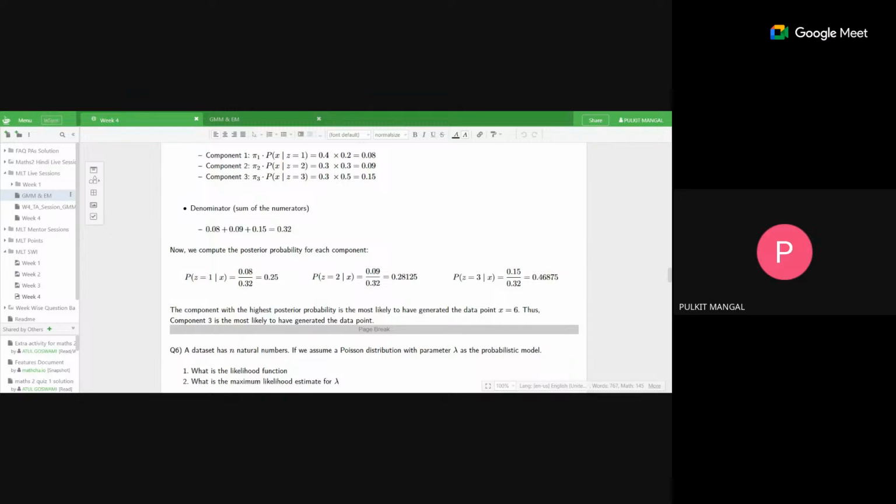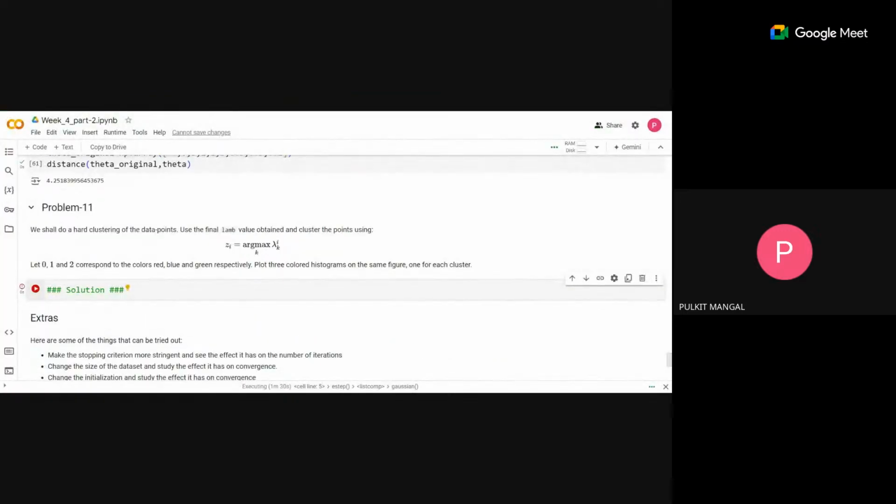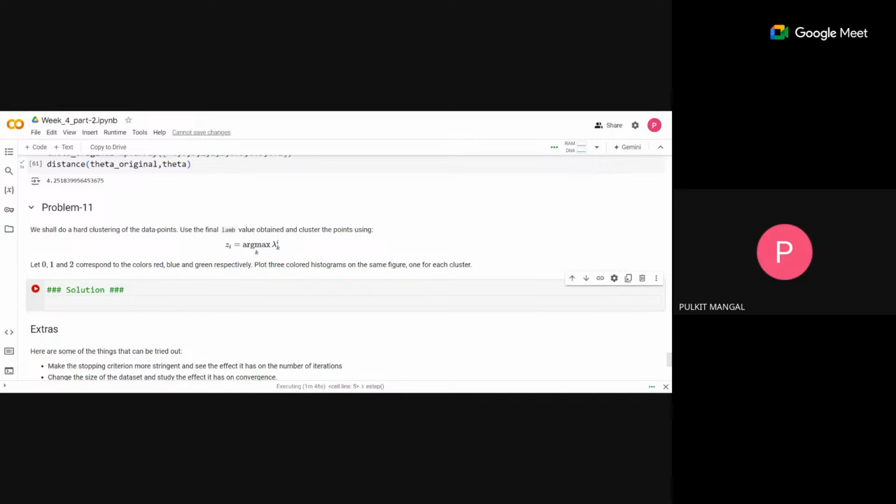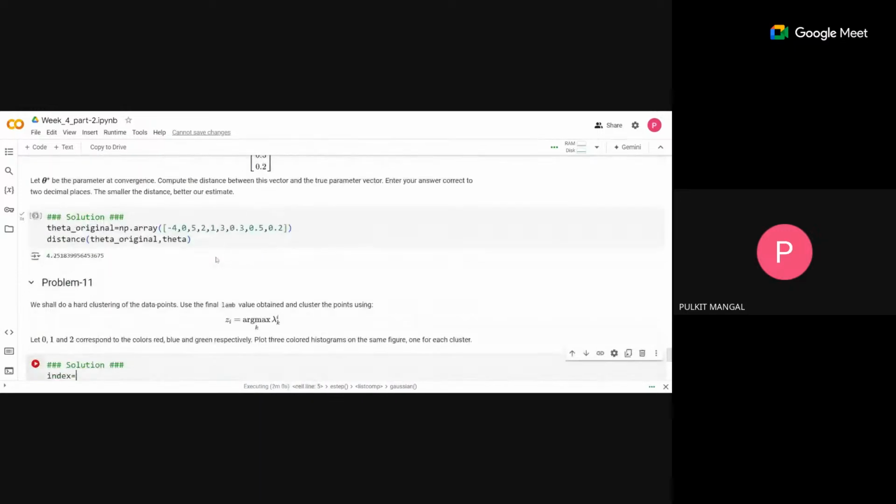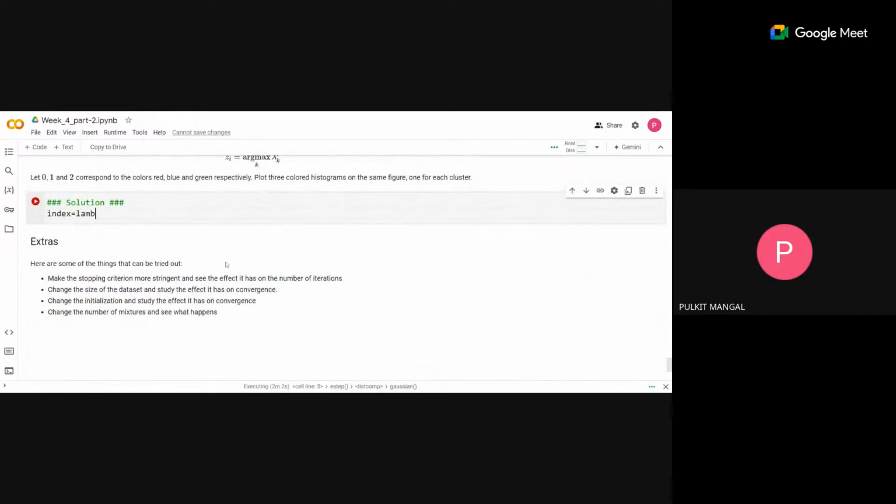And the same we will be doing here. If you see, the cluster assignment is given like this: across the column, the one which has the maximum probability. So I will just write the code for that. What I will do is index equals, on our updated lamb, the lamb that we will get in the update.